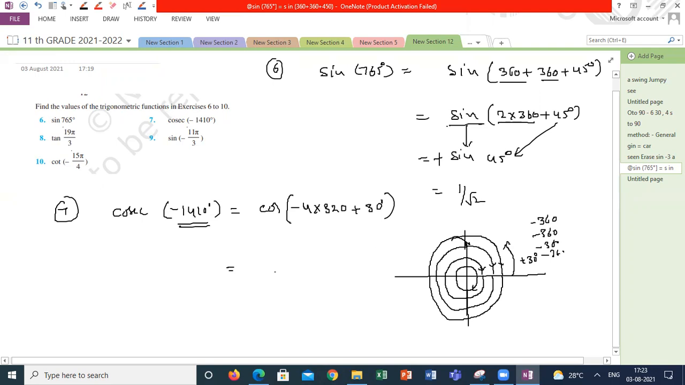It is either cos of minus 270 minus 60. Am I right in what I'm saying? I can write like this. Completely with negative angles, how can I write? Cos of minus 3 into 360 minus 270 minus 60. I can write like this. How much are you getting in this calculation? Tell me, guys.